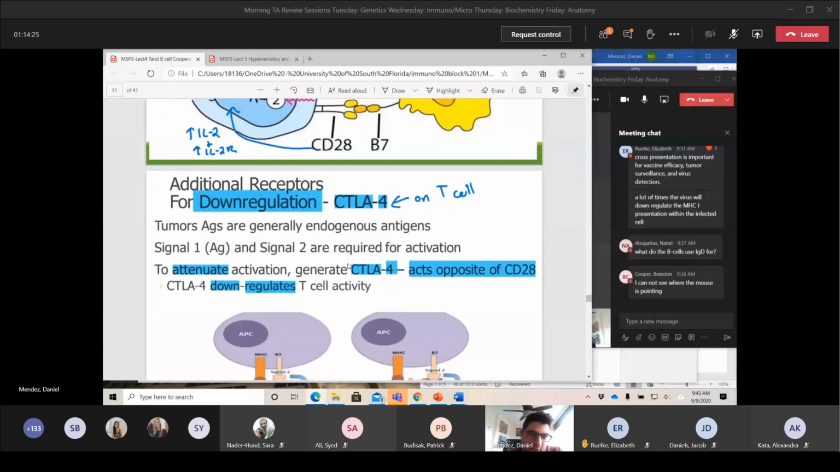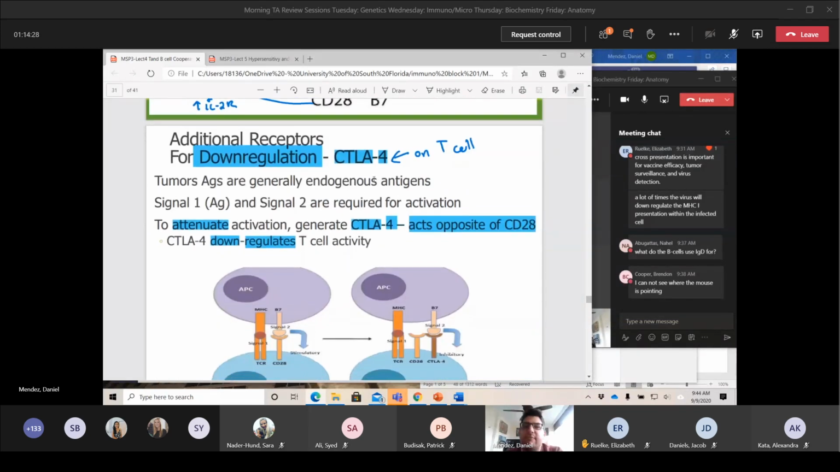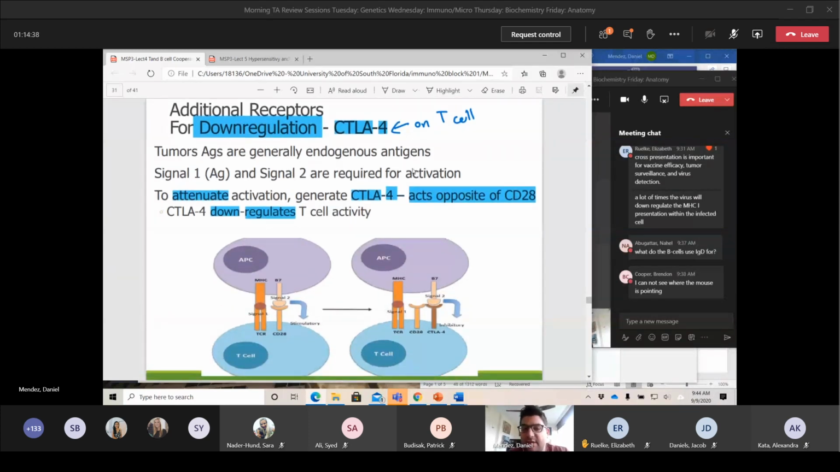Now, on the other hand, instead of CD28, we have CTLA-4. CTLA-4 is going to be on the T cell, just like CD28 was on the T cell, except CTLA-4 is going to stop activation. So here's a normal signal. We have the MHC and the TCR, which normally would give us an increase in IL-2. CD28 and B7 is going to give us an increase in IL-2R. But in this case, instead of B7 binding to CD28, it's going to bind to CTLA-4. Here, it's going to inhibit that response.